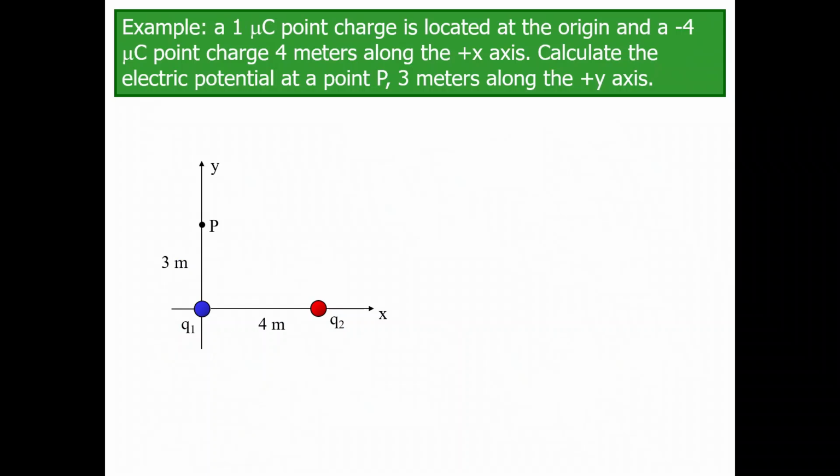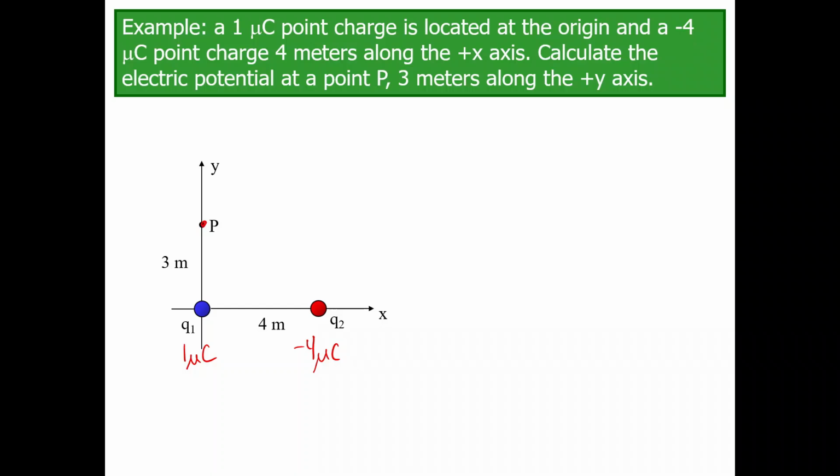All right, in this next example problem, we have 2 source charges, Q1 and Q2. Q1 is located at the origin, and it is a 1 microcoulomb charge. Q2 is 4 meters along the x-axis, and it is a negative 4 microcoulomb charge. We want to calculate the electric potential at point P, 3 meters along the positive y-axis, right here. Once again, there's no test charge at point P. We're just looking at the electric potential.